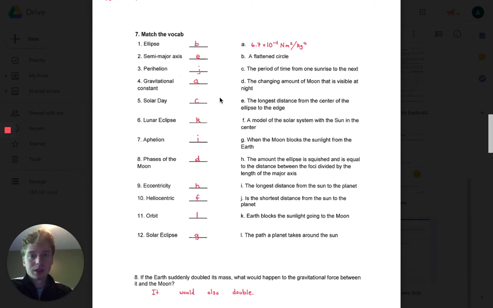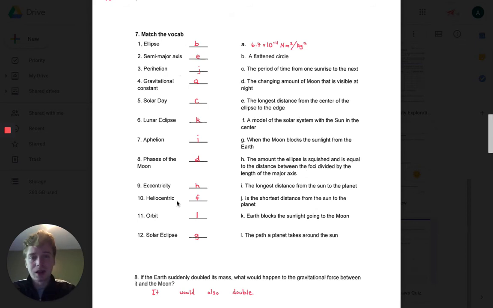The solar day is C, the period of time from one sunrise to the next. Lunar eclipse is K. This is when the Earth blocks the sunlight going to the moon. Aphelion is I. This is the longest distance from the sun to the planet. Phases of the moon, D, the changing amount of moon that is visible at night. H is eccentricity, the amount the ellipse is squished, and it is equal to the distance between the foci divided by the length of the major axis, which is what we just went through when we calculated it.